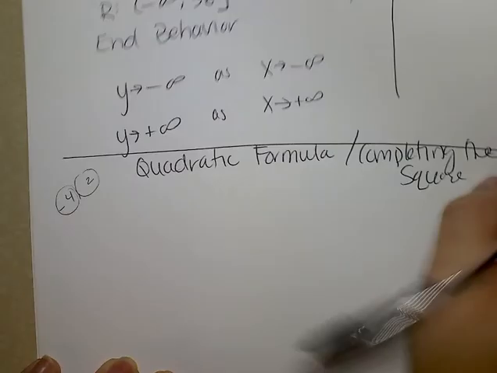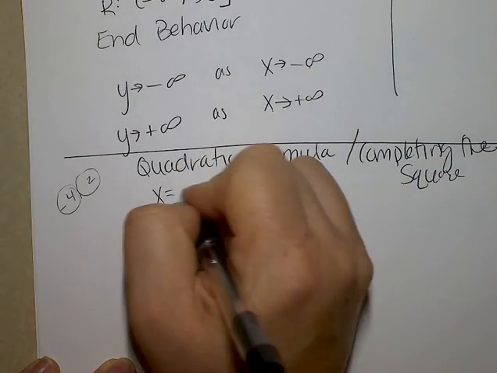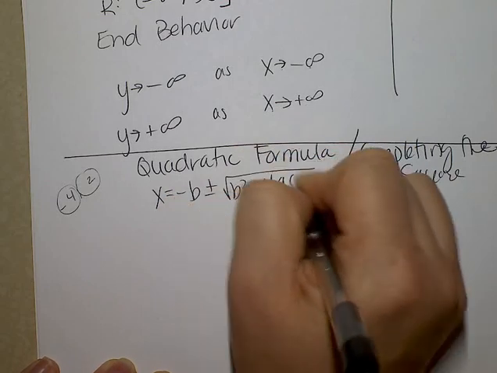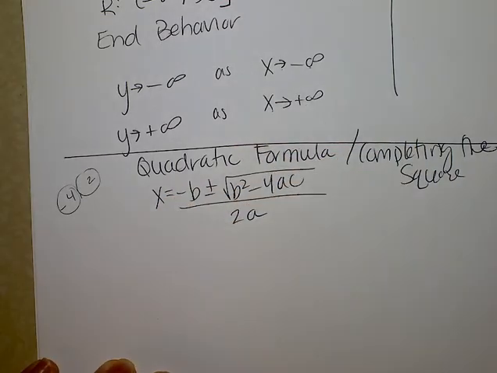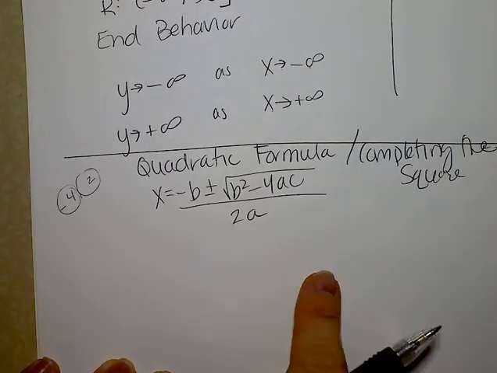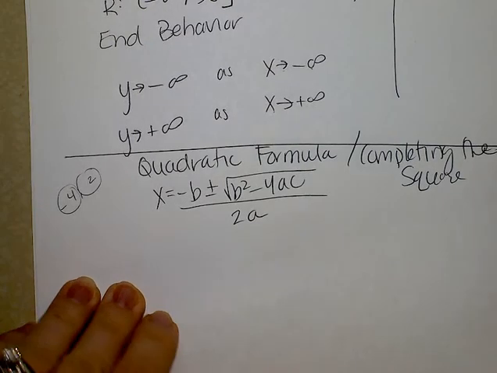It is your choice which one to use. If you choose to use the quadratic formula, you will have to have this formula memorized. It will not be given to you. I'm going to go through and do this using the completing the square method. Okay, so that's the method I'm going to use.